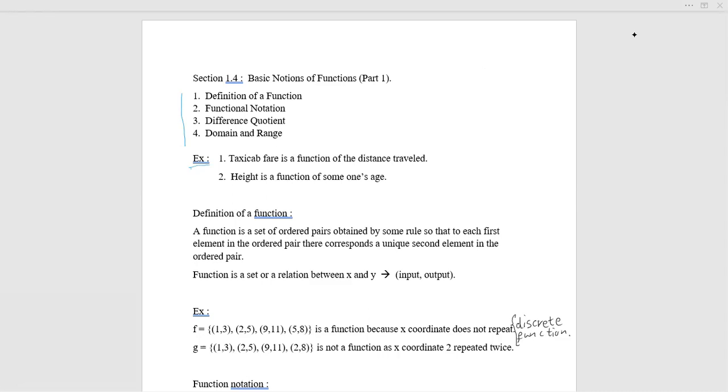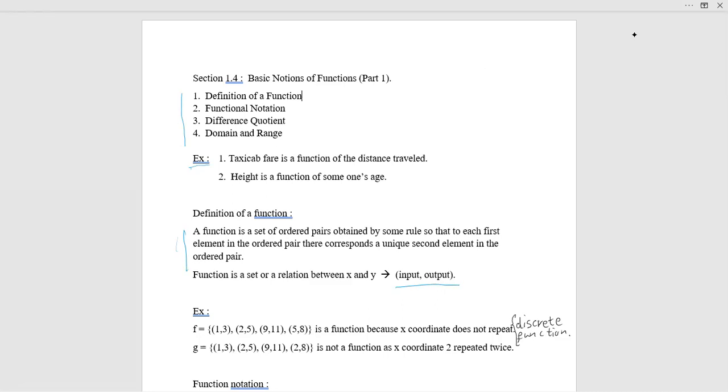Let's look at the definition of a function. A function is a set of ordered pairs obtained by some rule so that to each first element in the ordered pair, there corresponds a unique second element in the ordered pair. A function is a set. It consists of x and y, or it is the relation between x and y. Means we can say it is input and output.